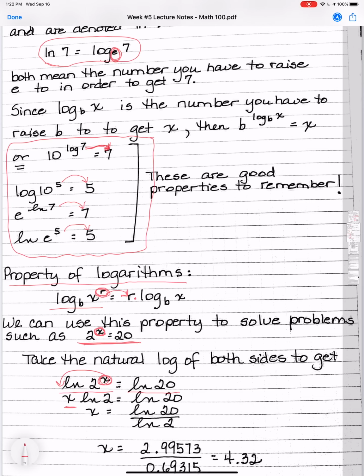And we'll have x times the natural log of 2 equals the natural log of 20. Then we can divide both sides by the natural log of 2. So we will have x equals the natural log of 20 divided by the natural log of 2. And when you plug those into your calculator, you'll find that your solution is 4.32. So 2 to the 4.32 power is going to equal 20.